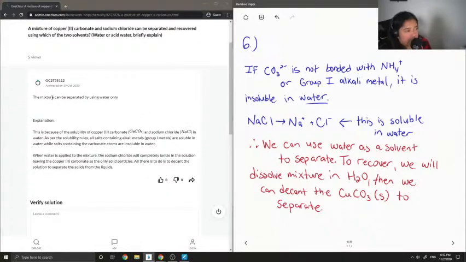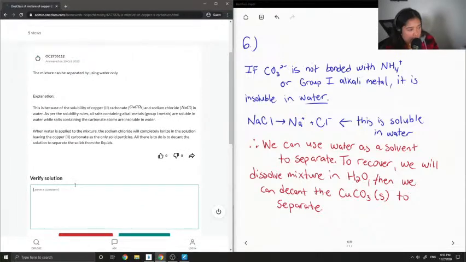Mixture can be separated by using water only. This is because of the solubility of copper 2 carbonate and sodium chloride in water. As per the solubility rules, all salts containing alkali metals are soluble in water, while salts containing the carbonate ions are insoluble in water, with some exceptions. So when water is applied to the mixture, the sodium chloride will completely ionize in the solution, leaving the copper 2 carbonate as the only solid particles. All there is to do is to decant the solution to separate the solids from the liquids. The solution is correct.